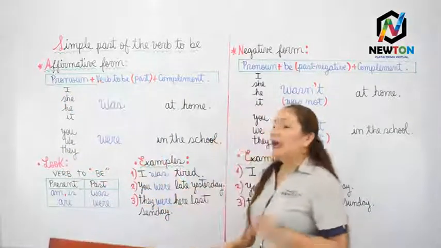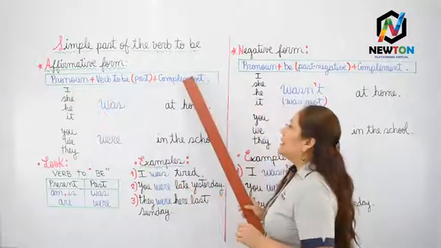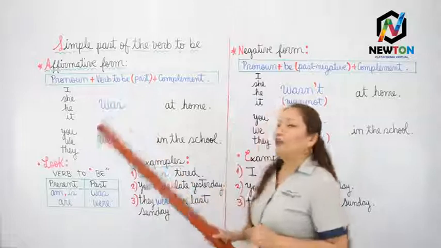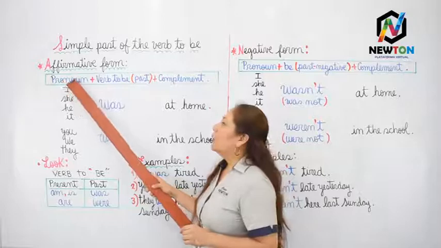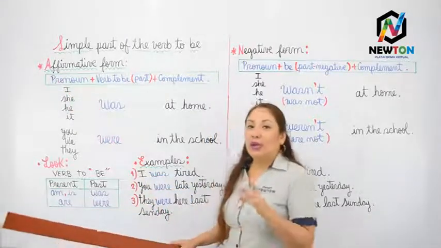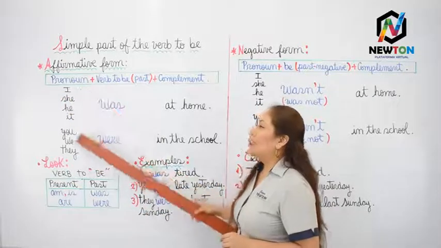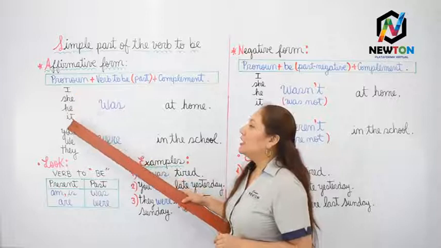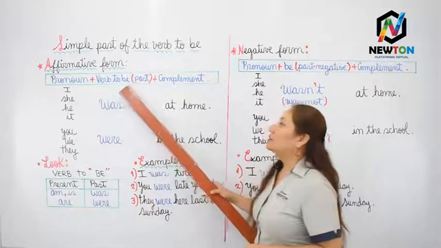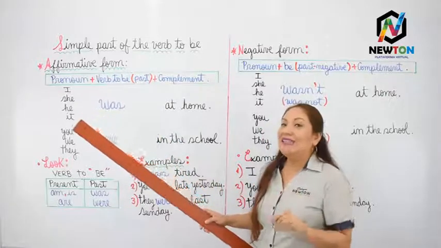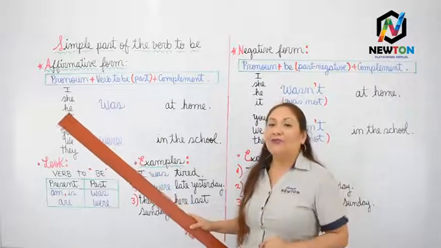Affirmative form. Forma afirmativa. In this chart, en este cuadro, tienes the affirmative form. You begin with your pronoun. Vas a empezar con tu pronombre. These are your pronouns. Esos son tus pronombres. I, she, he, it, you, we, and they. Then, the verb to be. But in this case, the past of the verb to be. En este caso, el pasado del verbo to be.